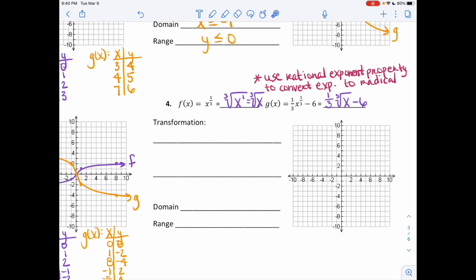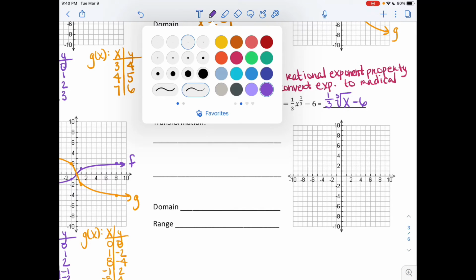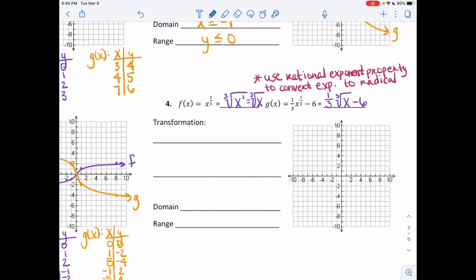So now that we've written it in radical form, let's talk about our transformations. I see two things. I see a 1/3 out in front multiplied by my radical, and I see that I'm subtracting 6. Both of those have to be vertical because they occur outside of the radical. The only thing inside the radical is x, which has not been transformed underneath the radical. So we're going to have, with this 1/3, a vertical shrink by 1/3.